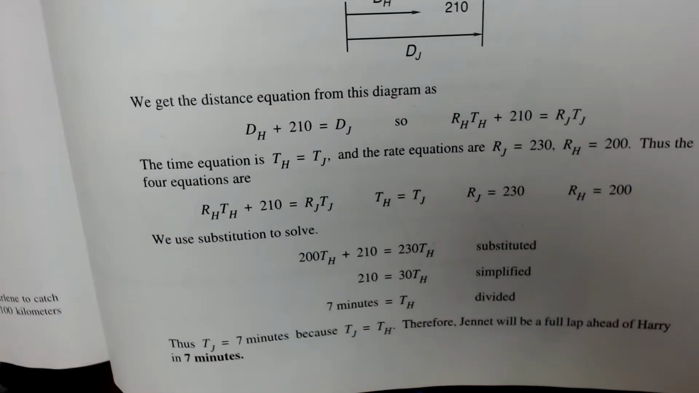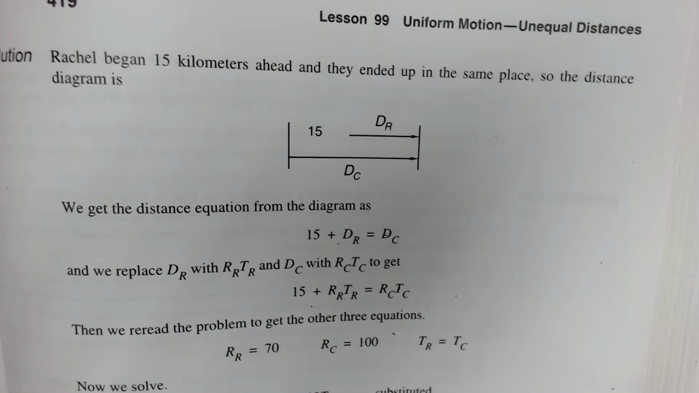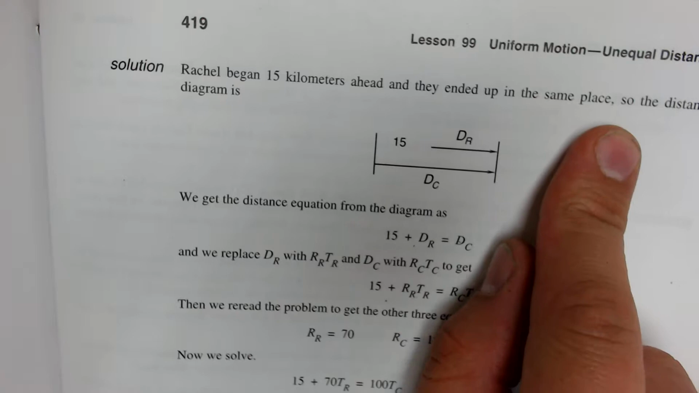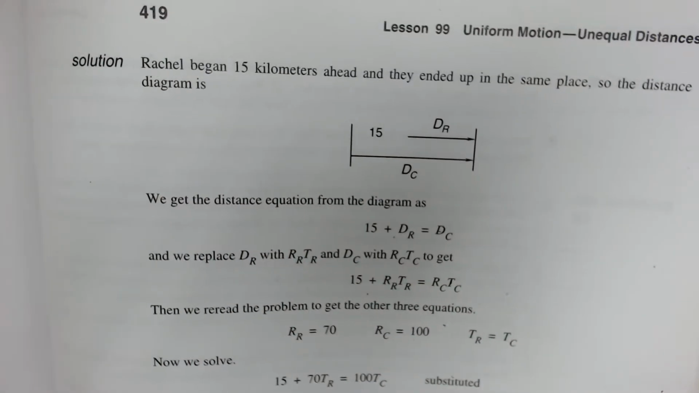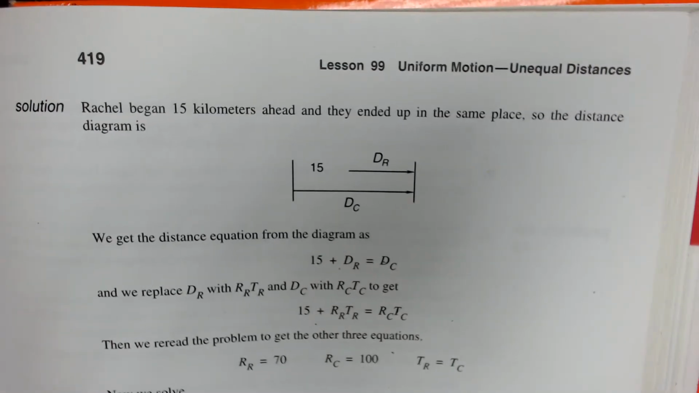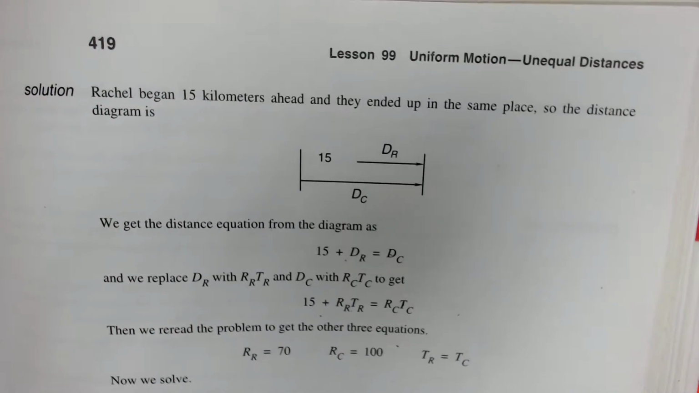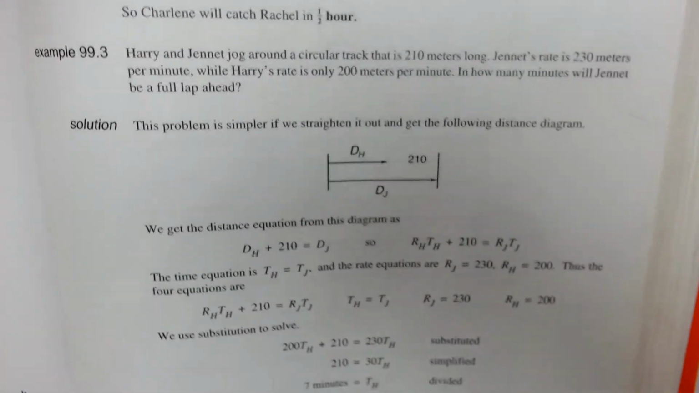We'll do this one because this one's pretty simple. It's a good way to explain what's going on. So they say Rachel began 15 kilometers ahead and they ended up in the same place. Okay, so the distance diagram is this. So who is they? Who's the other person? Man. No, that's not the actual problem. Sorry, hold on. Bad example. Let's go to this one. We'll go to 99.3.